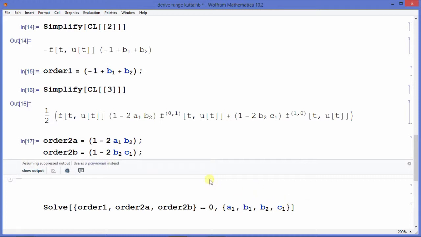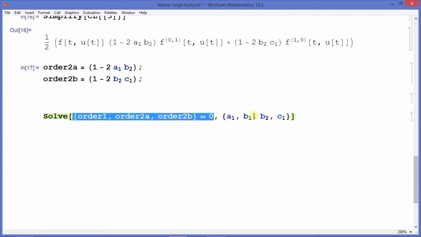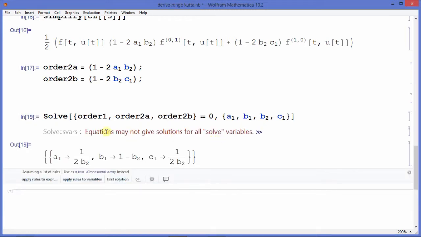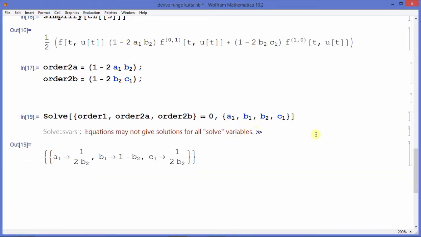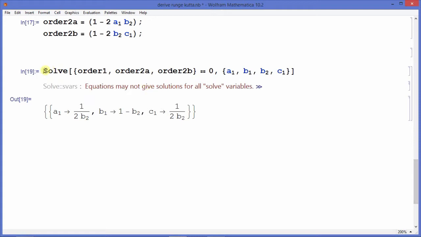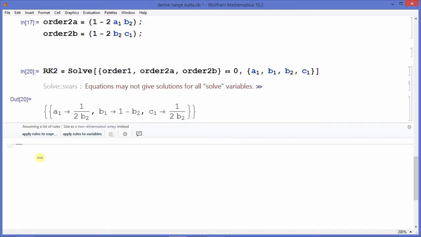Okay, so now all I need to do is to solve these three equations. These three conditions will be 0, and I have these 4 variables to do it. So we get this little note, and of course, because there are only 3 equations and 4 variables, it's not surprising that there's more than one solution. Let me actually call this RK2. So for instance, if I pick a value for b2, then everything else is determined.